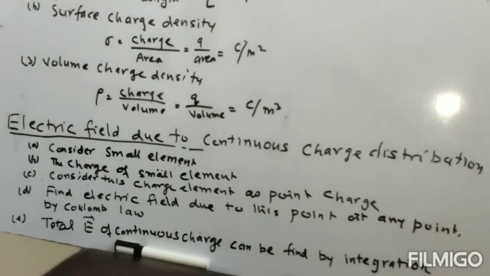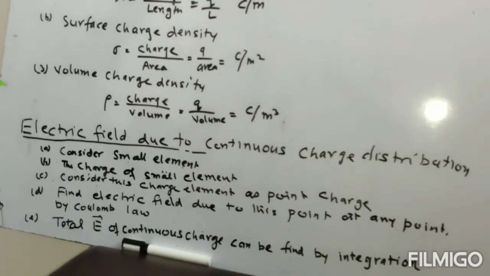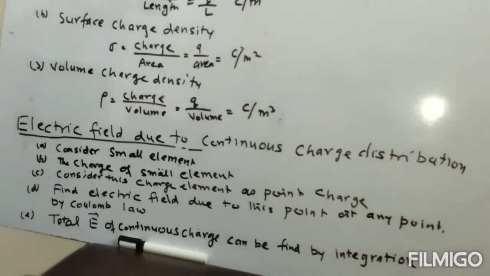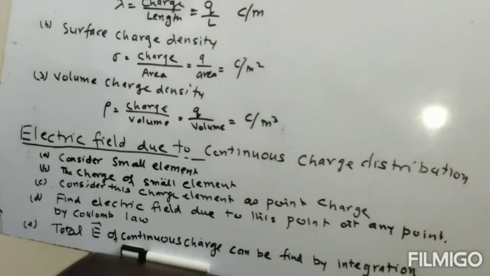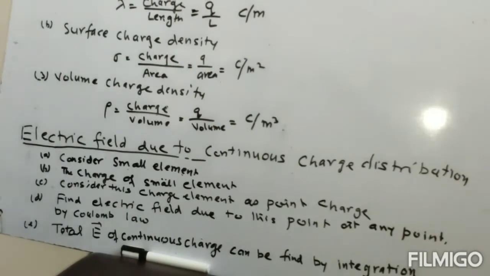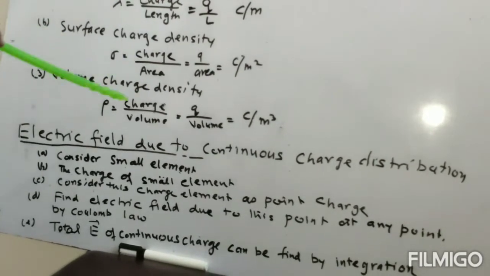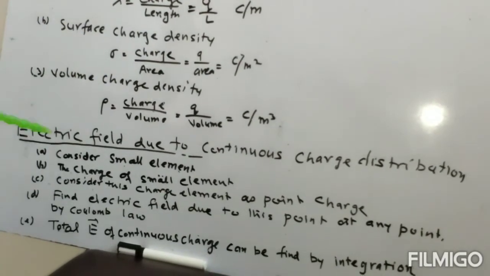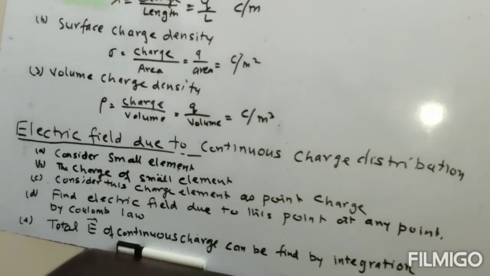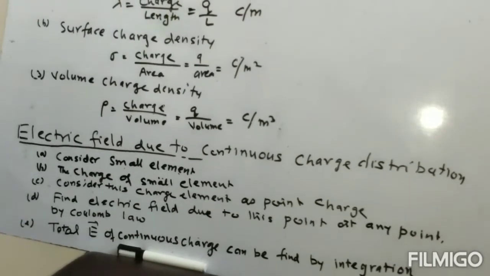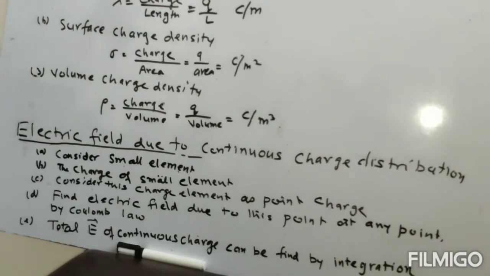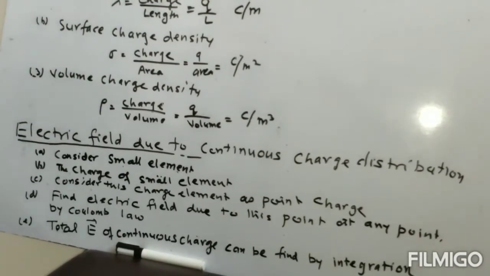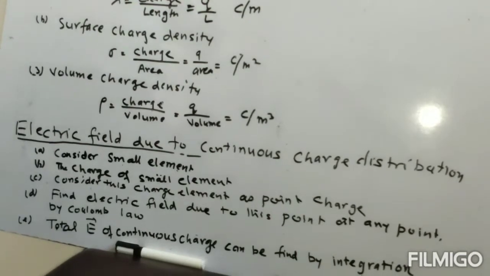The procedure is: first, we consider a small element, whether of length, area, or volume. Then the charge on that small element will be equal to the charge density multiplied by its length, area, or volume. Third, we consider a point P, where we have to find the electrical field.